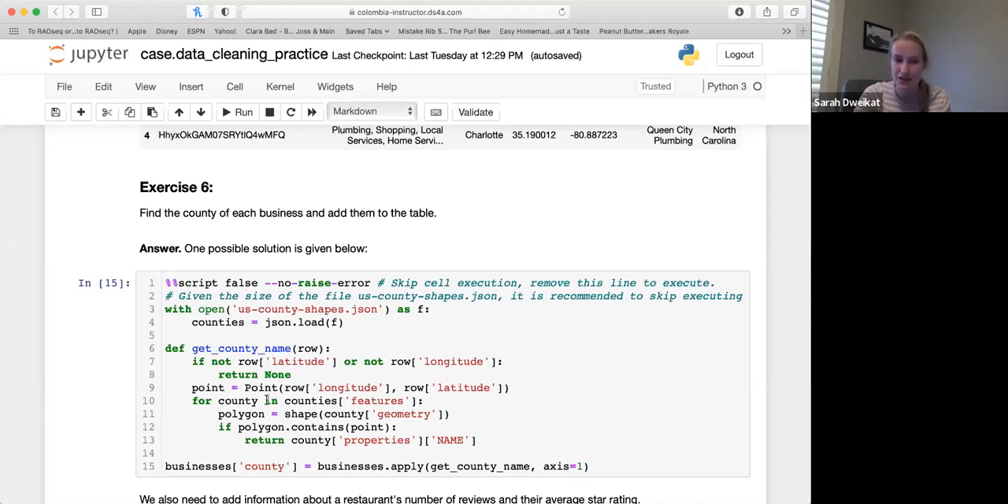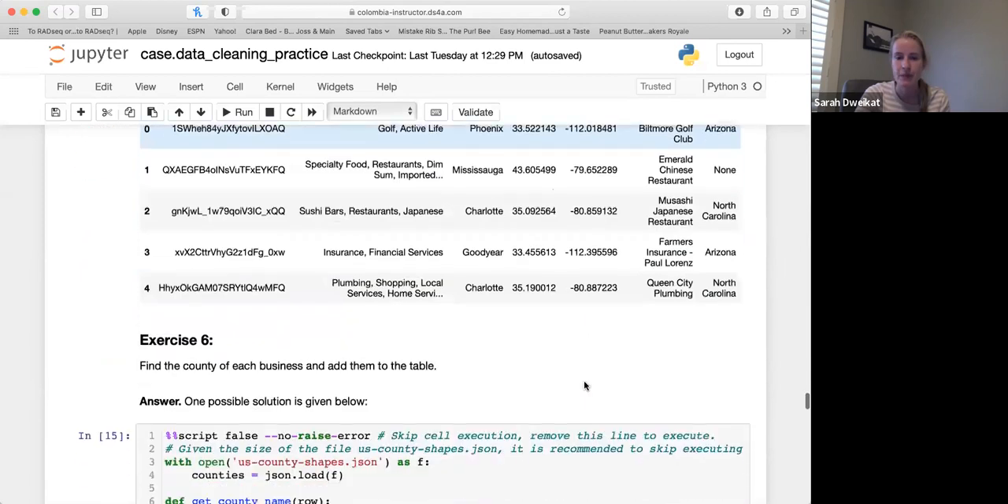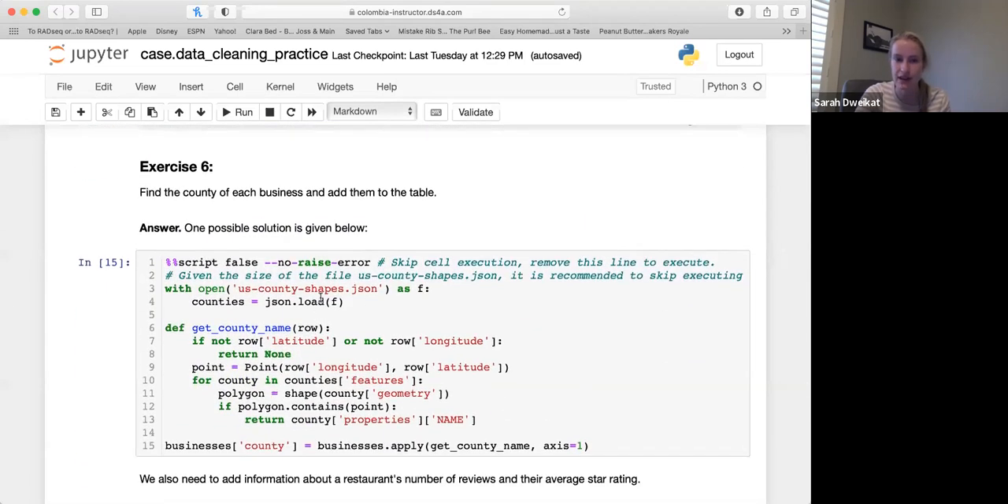For each county, or each thing in our features of counties, we want to create that shape from the geometry. Then we want to see if our point is within that shape, and then we want the name. Then we want to apply that to our business data set. This is the exact same thing we did for states, but we're doing it for counties with a different data set, so we gave it a different name.